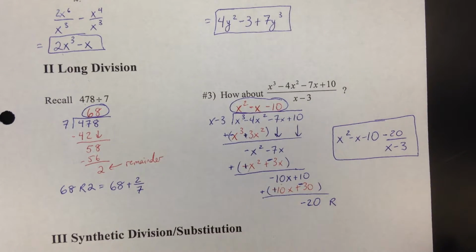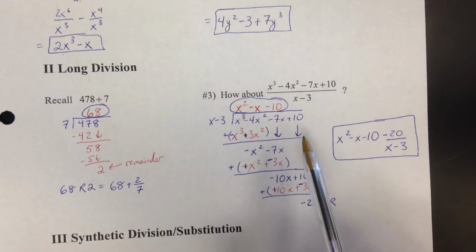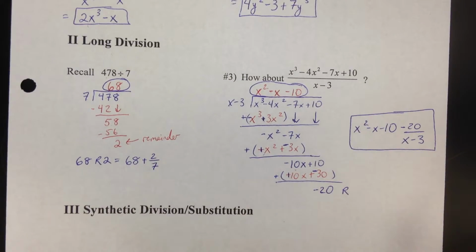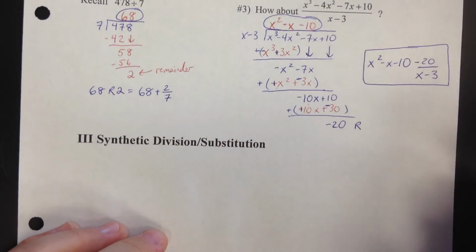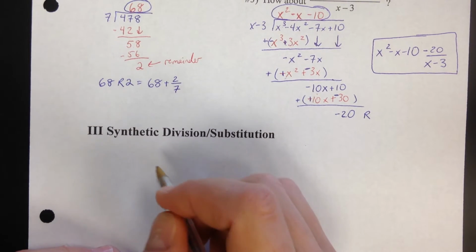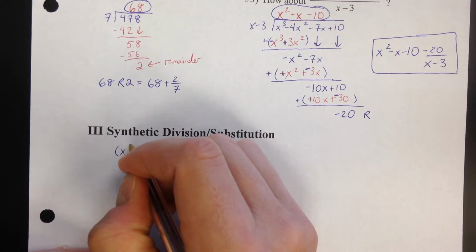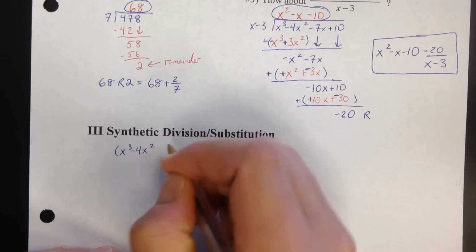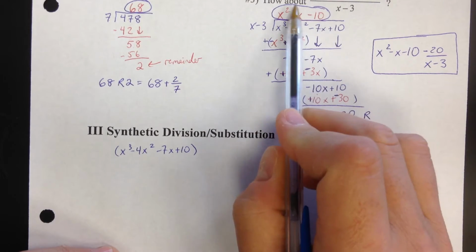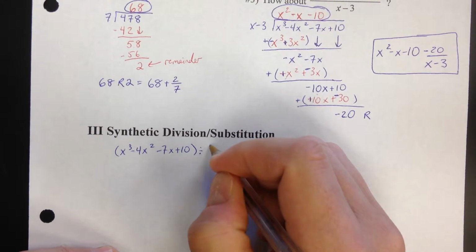Now you're probably asking yourself, is there an easier way to do this? And the answer is yes, because this is kind of a tricky process here with all the variables and also with the subtraction. So the method that we have is called synthetic division. And the way that it works, I'm going to rewrite the problem here. So we had x to the third minus 4x squared minus 7x plus 10. Okay, I'm going to redo problem number 3 and then divide it by x minus 3.